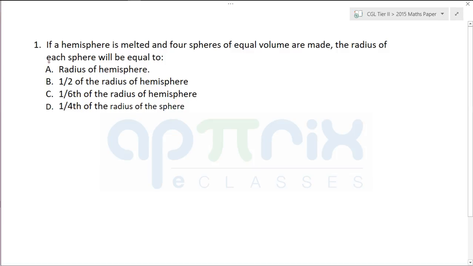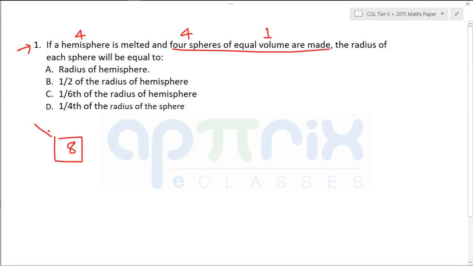Okay, when I got the answer, that the answer for this will be 1 by 2. Okay, let me solve it. It says if a hemisphere is melted and 4 spheres of equal volume are made, what will be the radius of each sphere equal to? Now just understand there are 4 spheres of equal volume. Shall I assume the volume to be 1? You should not have any problem in that. Yes, I'm assuming volume 1, 4 spheres means total volume will be 4, right? But this is equal to the volume of the hemisphere. So volume of the hemisphere will be 4. Corresponding sphere will be having volume equal to 8.